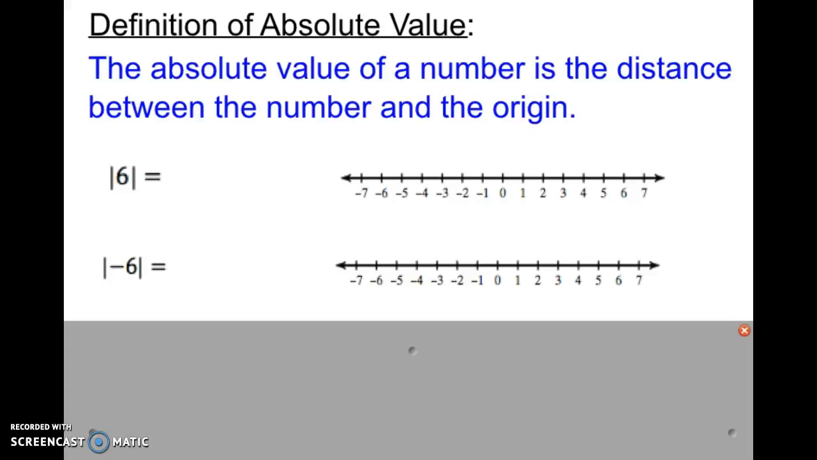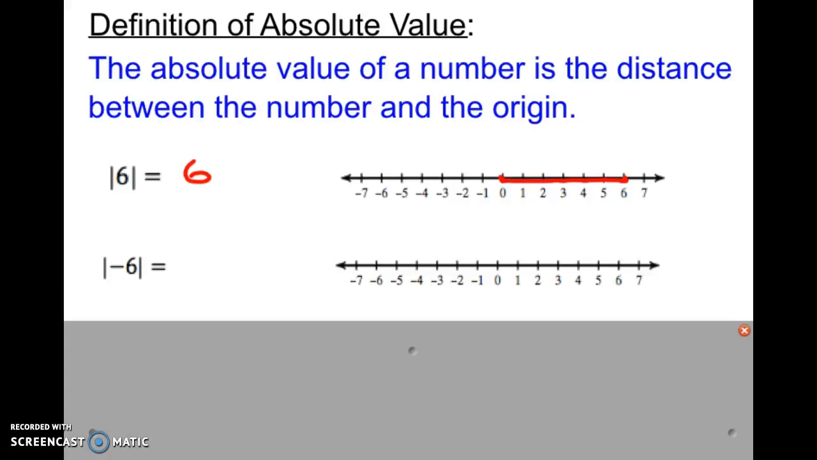On the top equation here, we have the absolute value of 6, and we're trying to figure that out. So let's take a look. 6 is over here. The origin is 0 on the number line, so we're looking at the distance between 0 and 6 on the number line. That would be 6 spaces.